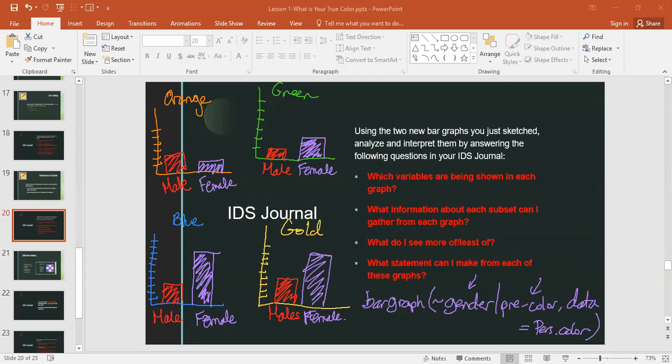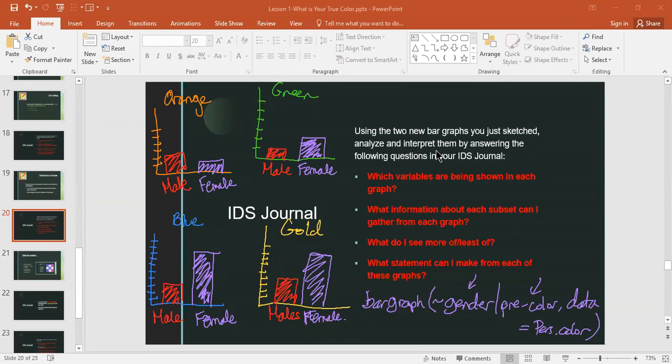Yeah, Tyrese, go for it for the second one. But make sure that you share to everyone, okay, Tyrese? Unless you have a mic now and you can talk. Okay. So the second question that we have is what information about each subset can I gather from each graph? And we have Tyrese. It says out of these 4 graphs, more are female dominant, with the exception being the orange graph. So we have more females in most of these colors except for the orange graph.